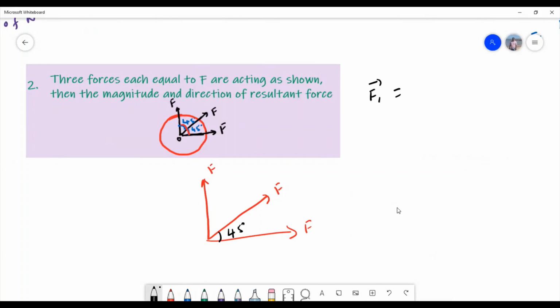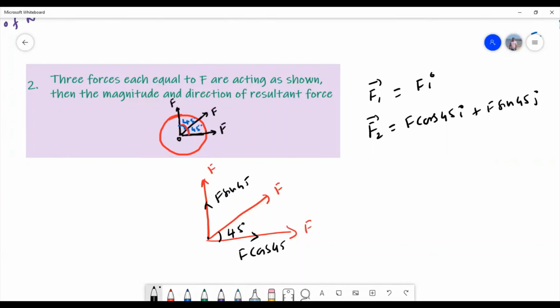So let us take the first force as F1. F1 bar is F i cap because it is along east. The second force we need to resolve into components. F2 is F cos 45 i cap plus F sin 45 j cap, because I'm resolving this into components. So this component is F cos 45 and this component is F sin 45. There's one more vector, the third force. F3 bar is again F j cap.